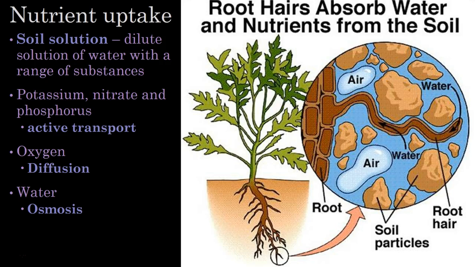Obviously, all living organisms need oxygen as well. So you've got that as another nutrient that needs to be taken up, and you've also got water, which is another essential nutrient. Now, the uptake of these nutrients will vary in terms of transport mode. So your potassium, nitrate, and phosphorus are transported via active transport, whereas oxygen and water are via passive processes. Oxygen is through diffusion and water is through osmosis.